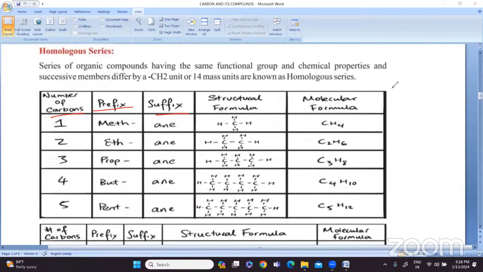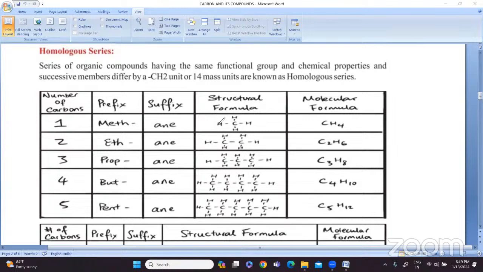What do you mean by suffix? Prefix means the name will start with these particular words, which are given below. Suffix means it will end with this particular name. This is the meaning of prefix and suffix. Next is the structural formula, based upon the number of carbon atoms and their prefix and suffix, showing how the structure of this particular compound is represented.